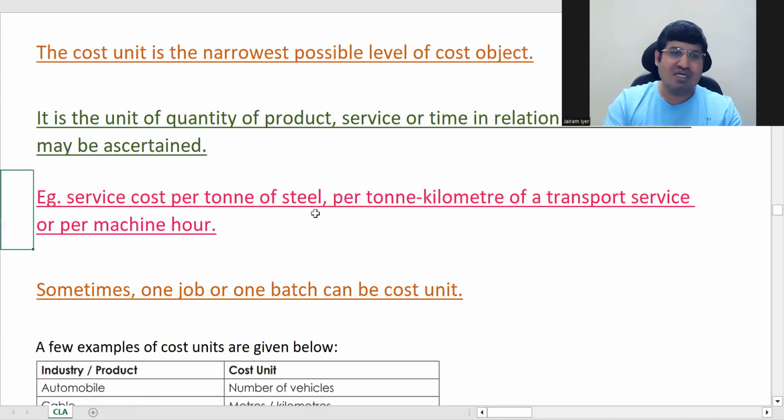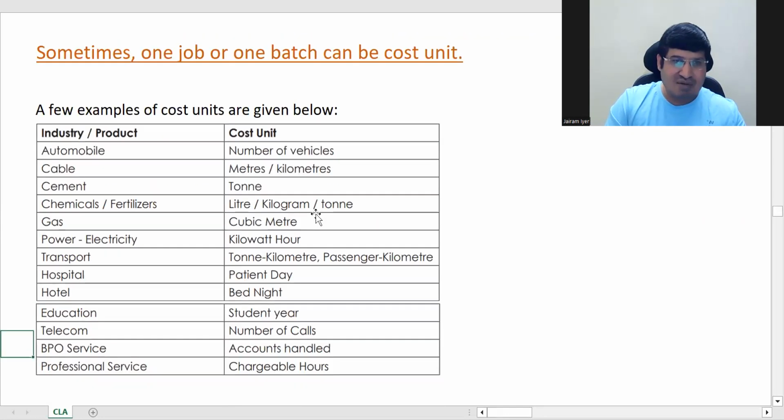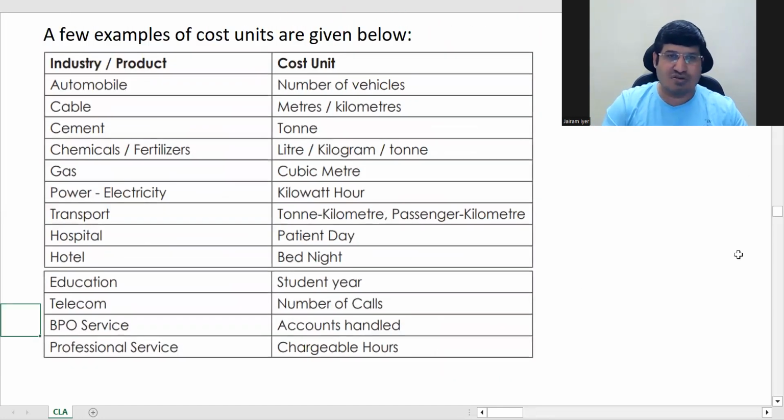So as I said, cost unit depends on the market, the way goods are bought and sold in the market. Fine. So let's see some examples of cost units. These are some examples of cost units.